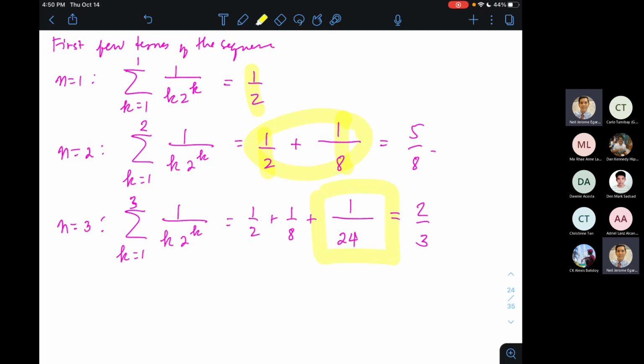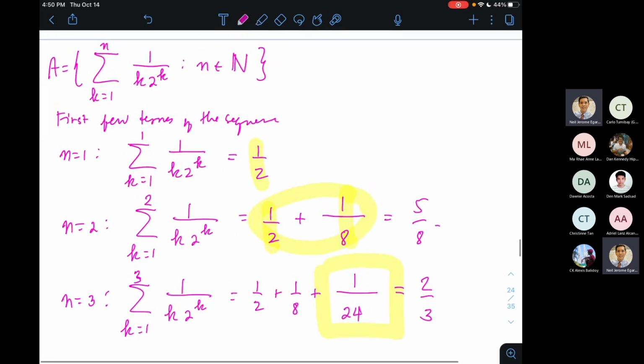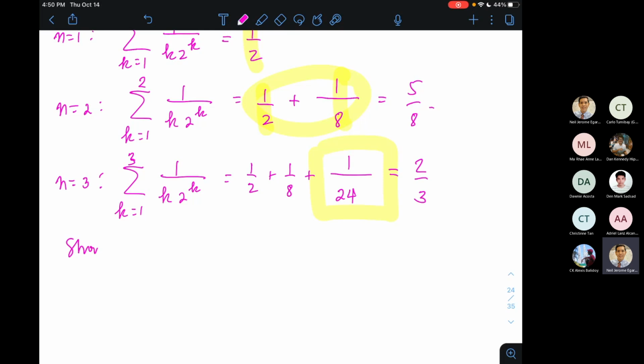Okay? So is this clear? Kamukha to nung nakita nyo sa homework number 1. So I hope you guys will not be confused with the notations anymore. Okay. And now we want to show that this converges. So show that the sequence AN converges. And the problem is not asking saan siya nagko-converge. Pakita lang daw natin na siya ay convergent.